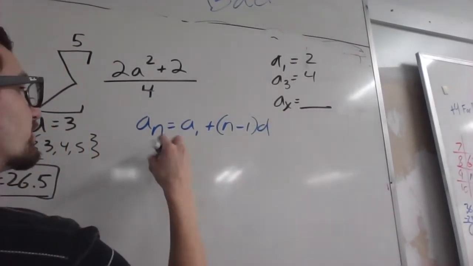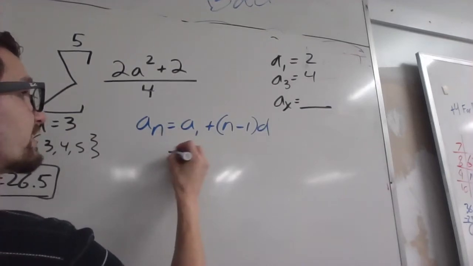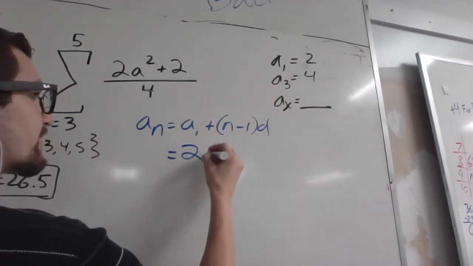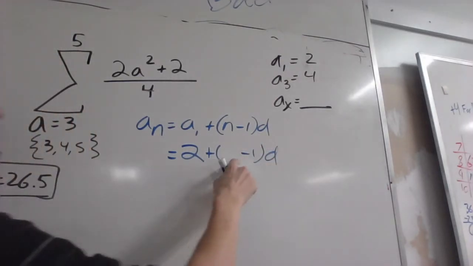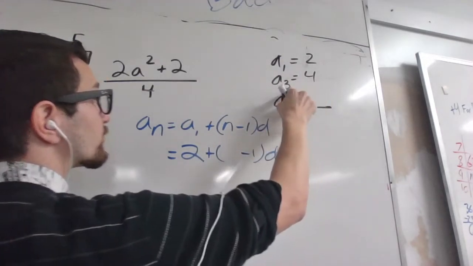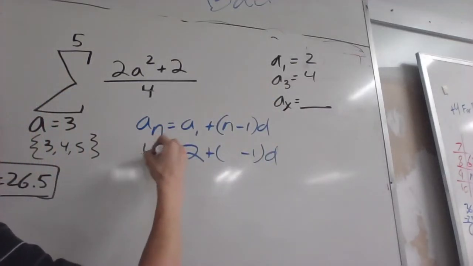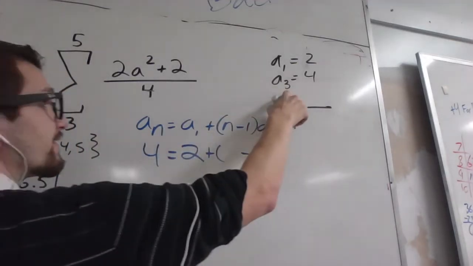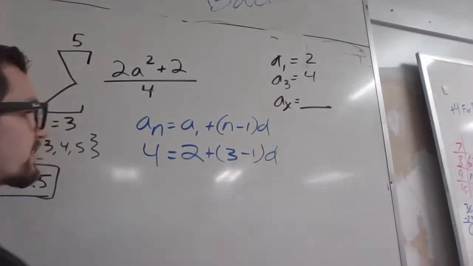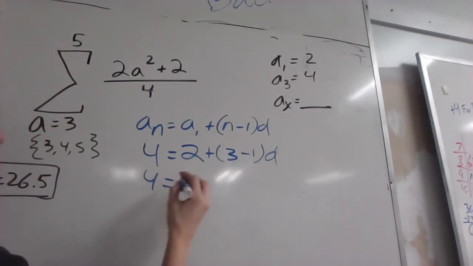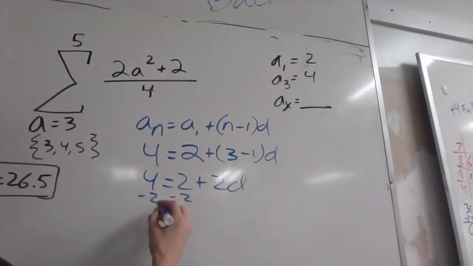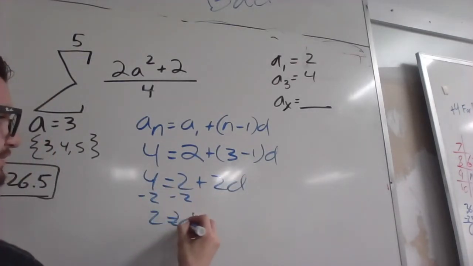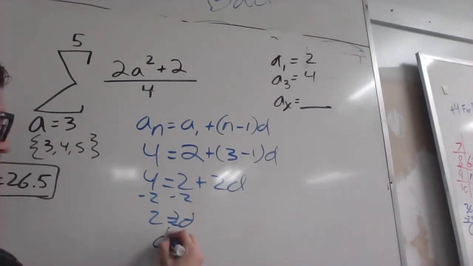So I know a sub 1 is going to be 2, and that's not going to change. And I know that these 2 numbers are the other 2. It's going to be 3 and 4. The a sub n equals 4, and then the n is going to be 3. That gives me 4 equals 2 plus 2d. Subtracting 2 from both sides, I get 2 equals 2d, which would divide out to give me d equals 1.